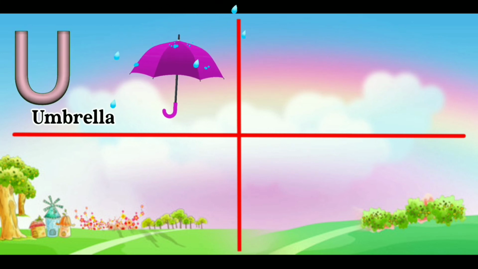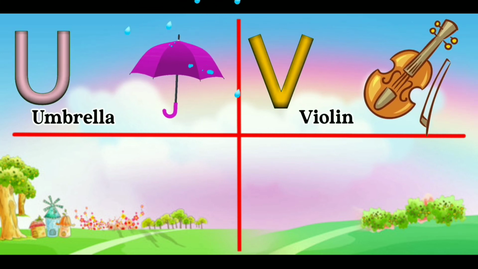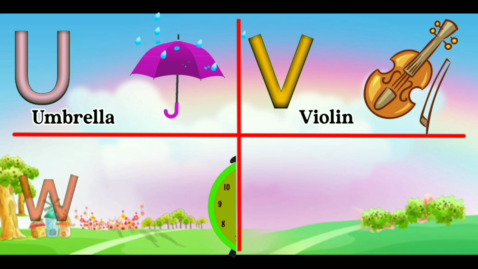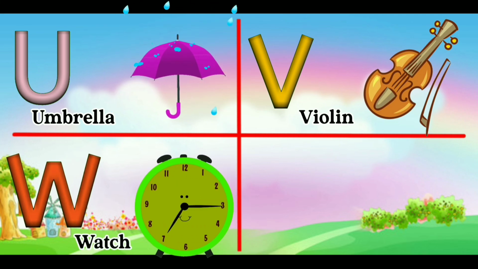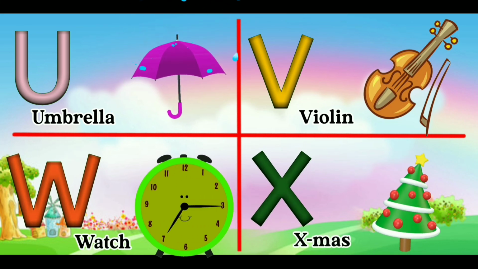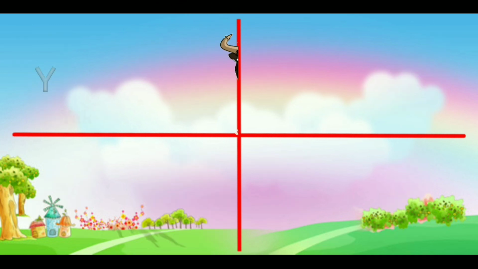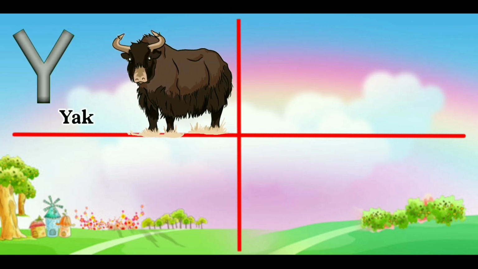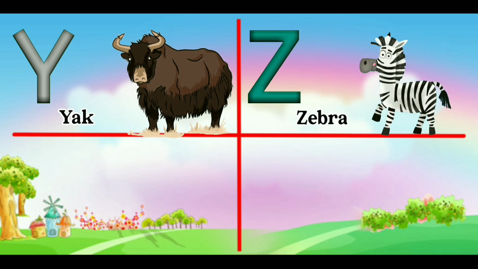U for umbrella. V for violin. W for watch. X for Xmas. Y for yak. Z for zebra.